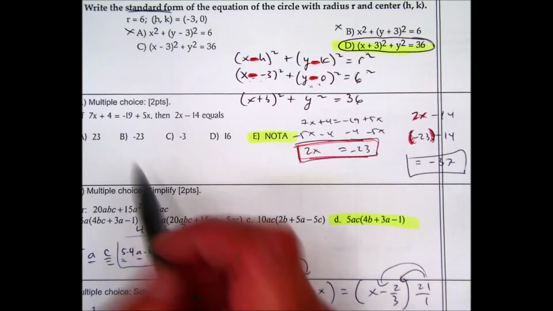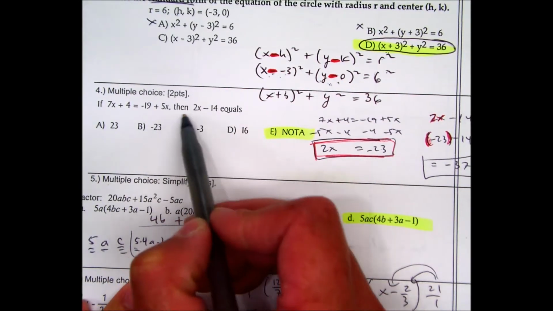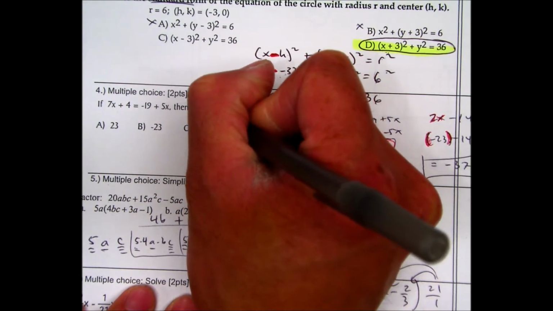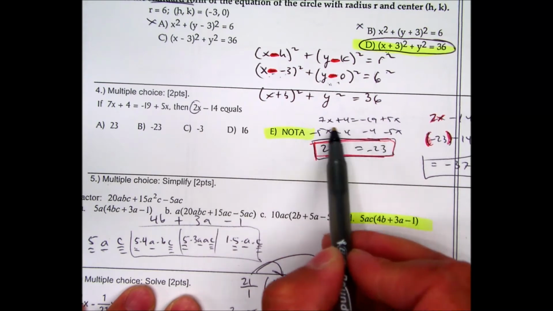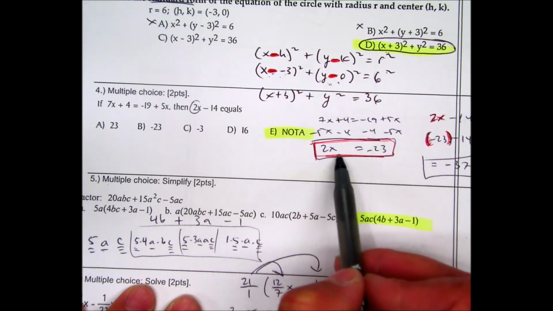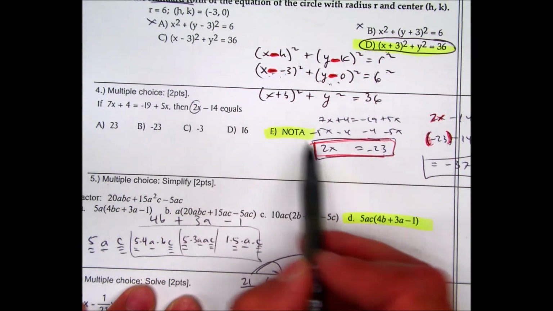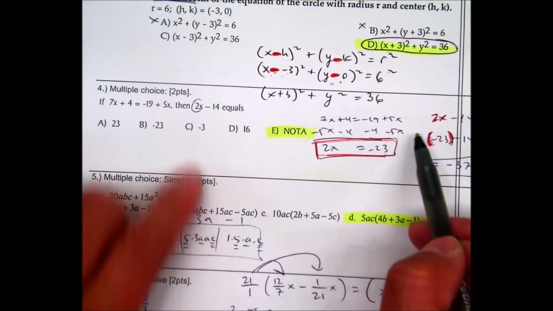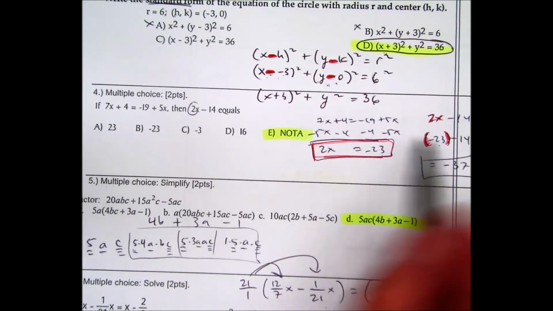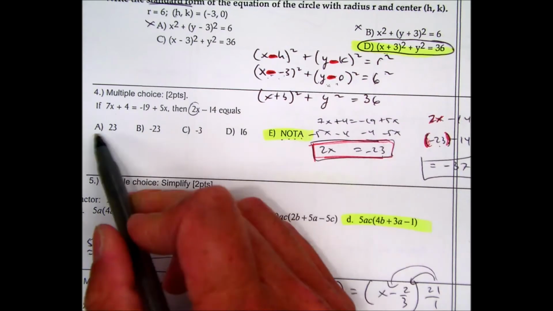Question number 4 says, if 7x plus 4 equals negative 19 plus 5x, what is then 2x minus 14 equal? I noticed something in that equation, that it's equal to 2x. So what I did here is I just put all the x's together, so subtract 5x, and subtract 4, so 2x equals negative 23. Now you could divide by 2 and get a value for x, but I saw that it was already equal to 2x, so I can just stop right here and substitute it in for 2x. So 2x is negative 23, and negative 23 minus 14 gives me negative 37, and negative 37 is not any of those, so this is none of the above.